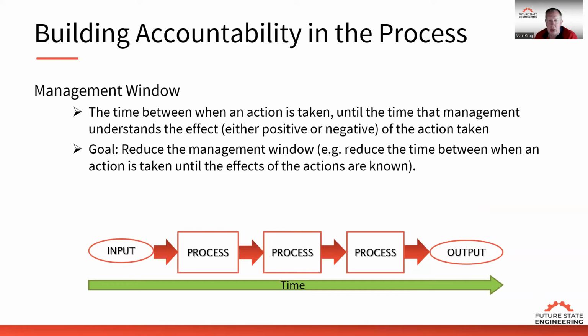What we want to do is reduce that management window, so when the action is taken on the first process, if that action is not the correct action, we take immediate countermeasures to correct that action. We shorten the management window significantly, and by doing that, that'll reduce the problem from proliferating further down the stream. As we know, as problems move down the supply chain, they get bigger and bigger, and the effects become more and more negative. The sooner we address the problem, the smaller the issue, the less the effect of that problem proliferating down the supply chain.